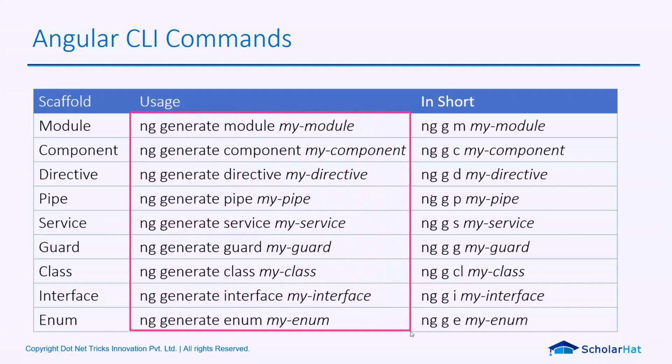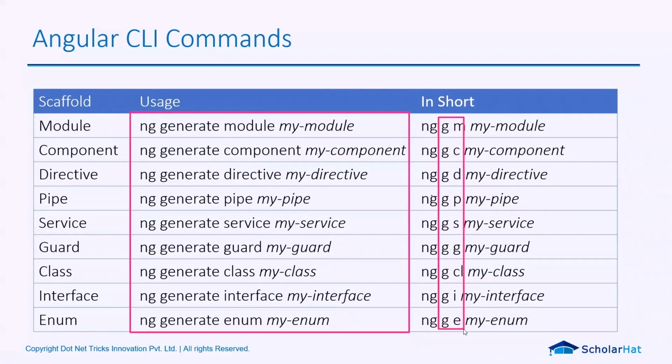Here we can generate the module by running this command: ng generate module, then the module name. In the same way we have component, directive, pipe, service, guard, class, interface, enum. So these options are there for doing the things. Here we can use the short name; the short name is available for generating the things.